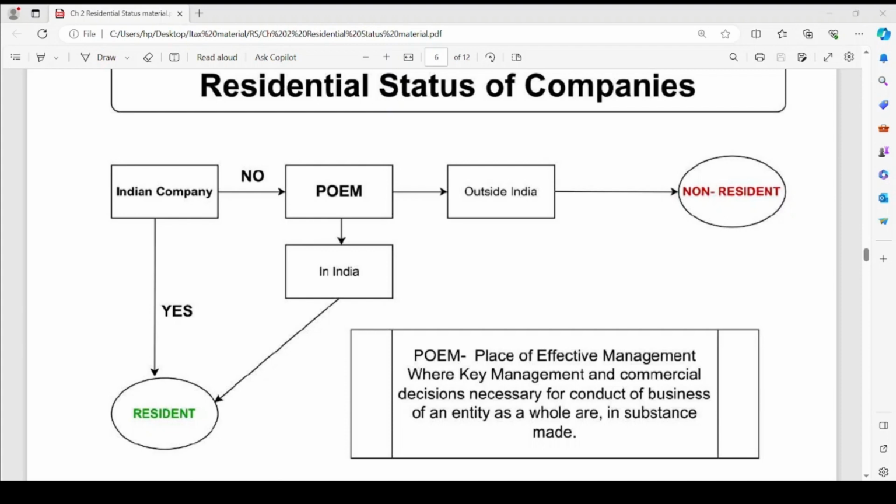Now, the next topic is the scope of total income. In this chapter, we have completed the first part which deals with the residential status of persons. Next comes the scope of total income of a person. Let us discuss the scope of total income, the incomes which are accruing or arising in India, the incomes which are deemed to accrue or arise in India, along with one master example in the next video.